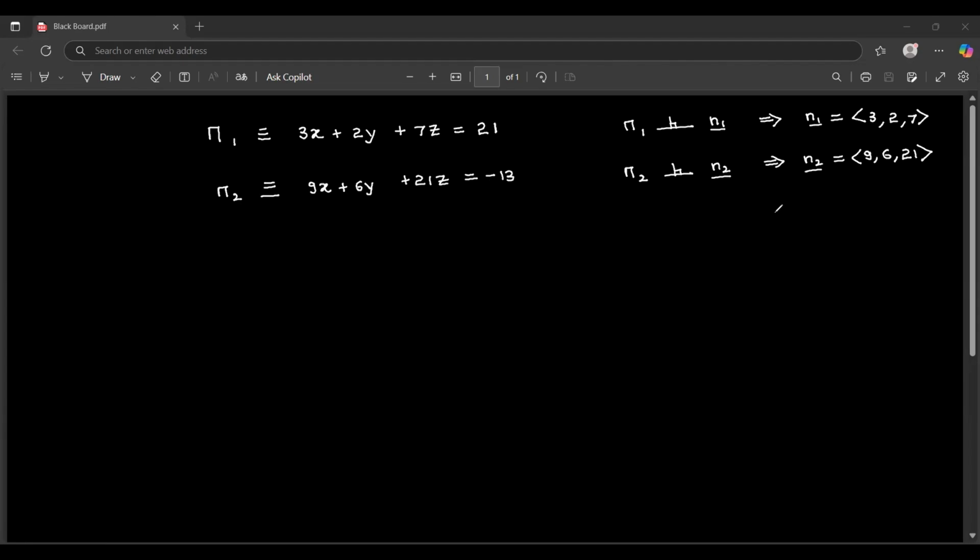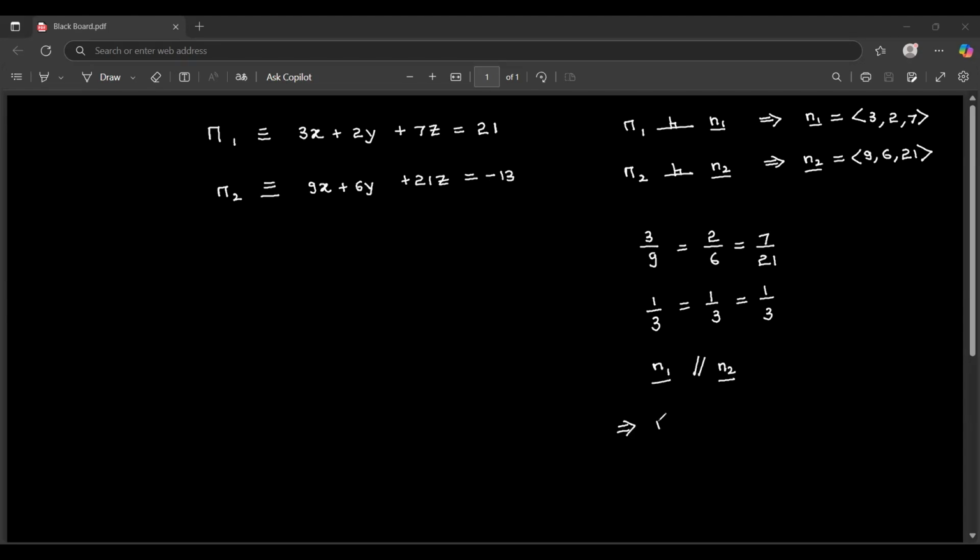you can use a ratio method. Here you can see 3 over 9, then 2 over 6, and 7 over 21. This is equal to 1 over 3, this is equal to 1 over 3, and this is also equal to 1 over 3. So the ratios of the coordinates are equal, which implies n1 is parallel to n2.